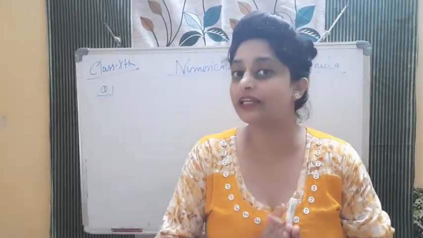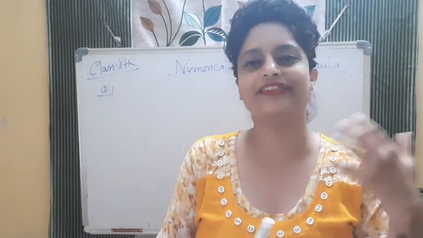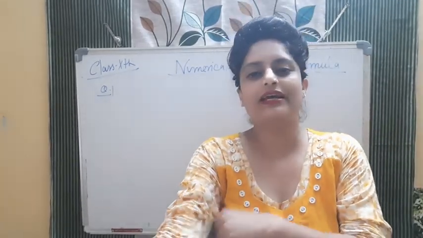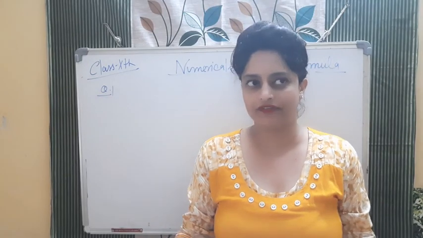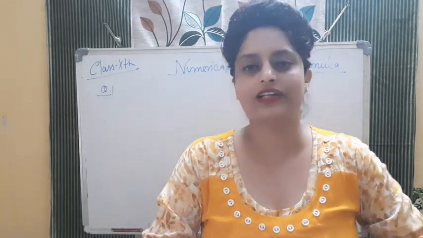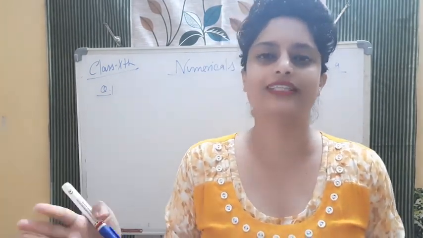Today's lecture is full of numericals only, and numericals are based on what? The lens formula that we did in the last class: 1 by v minus 1 by u is equal to 1 by f. So this is for 10th standard. Without any further ado, we will start it.